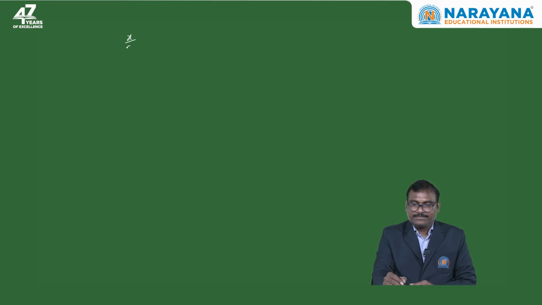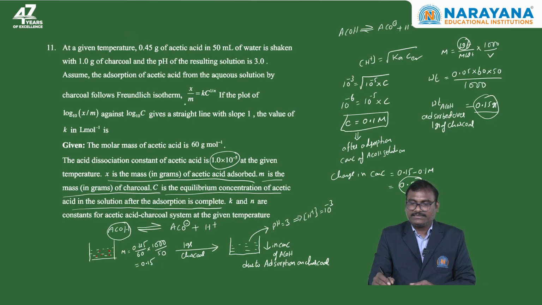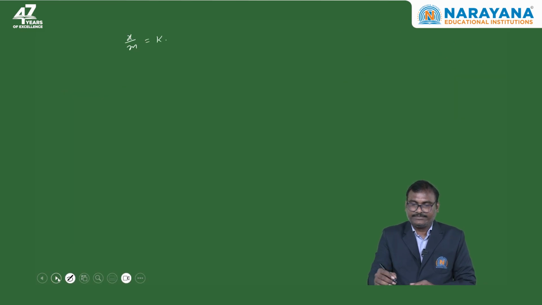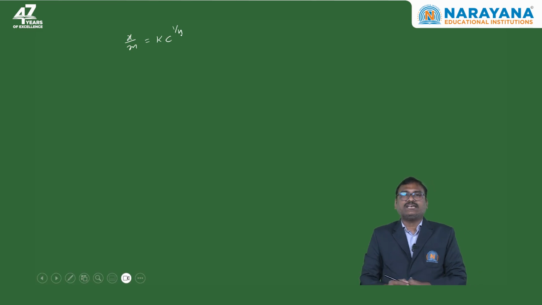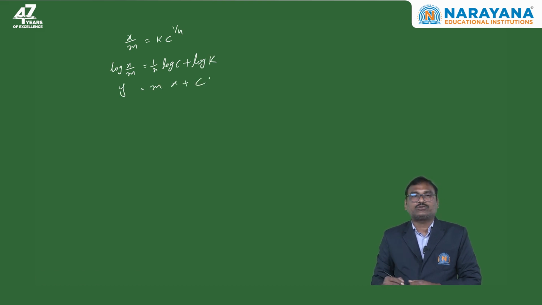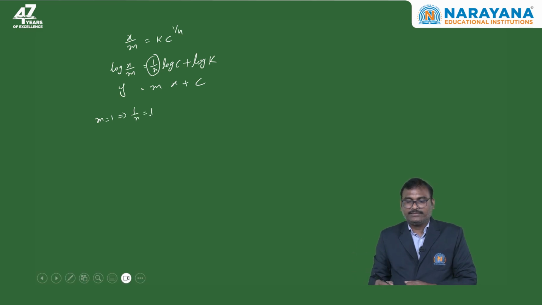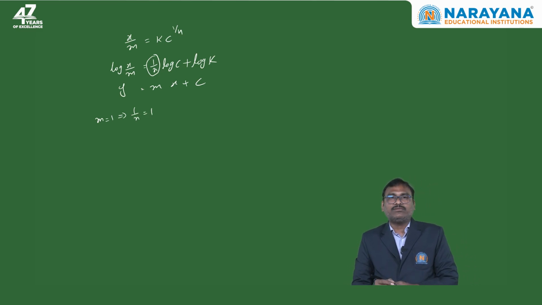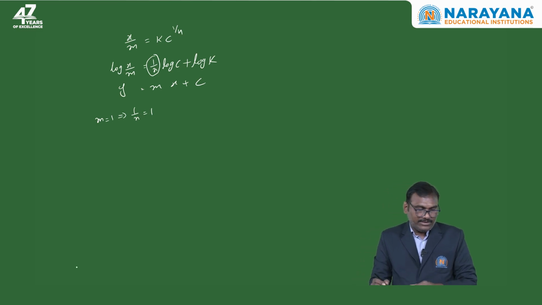That is, x by m is equal to K into C power 1 by n, the Freundlich adsorption isotherm. Apply logarithm. Log of x by m is equal to 1 by n into log C plus log K. It looks like y is equal to mx plus c, students, where m is nothing but the slope. Already it is given that 1 by n is equal to 1. So simply we have to find log K, that means we only have to find the K value.